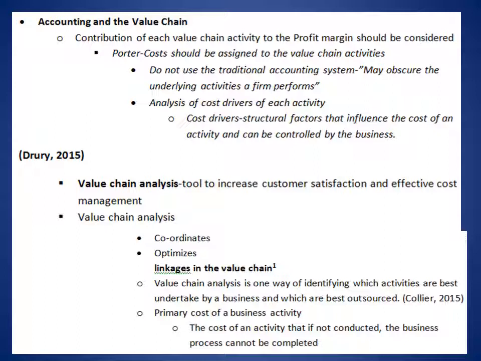Considering accounting and the value chain, the contribution of each value chain activity to the profit margin should be considered, and this is where accounting becomes important. Porter argues that costs should be assigned to the value chain activities. In this case, he points out that we should not use traditional accounting systems because they may obscure the underlying activities a firm performs. So in that case, analysis of cost drivers of each activity is required.